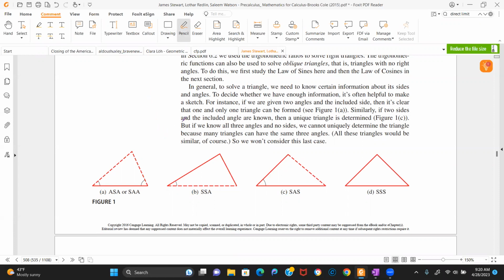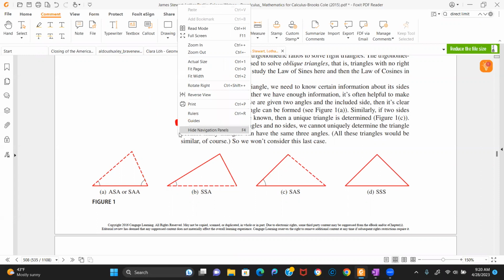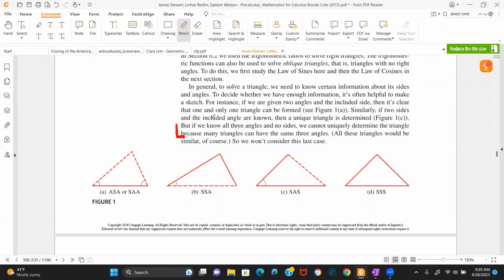All right. So there's this case we're going to consider. It's right here in this sentence. That is, if we know all three angles but no sides. And the reason why we're not going to consider this case is because, as it says, the triangle can't be uniquely determined.